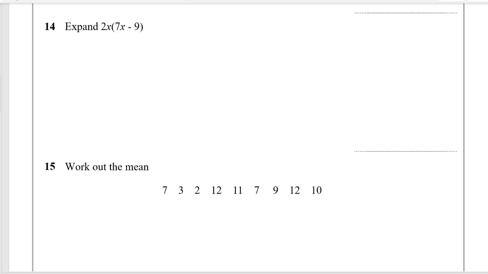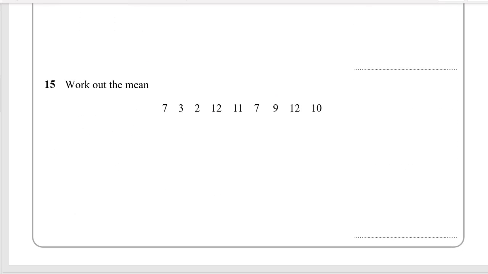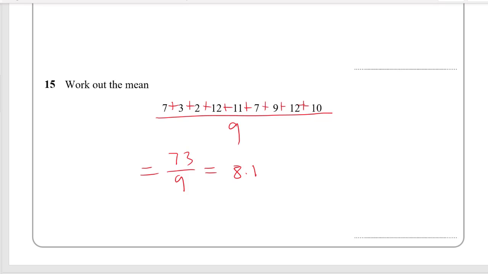Next, we have to work out the mean. For the mean we have to add them all together. Make sure you write it separately. And divide by the number of values: 1, 2, 3, 4, 5, 6, 7, 8, 9. We've got 9 of them altogether. So we got 73 total divided by 9, and that gives an answer of 8.1111, so 8.11. That's our answer. That's the mean.